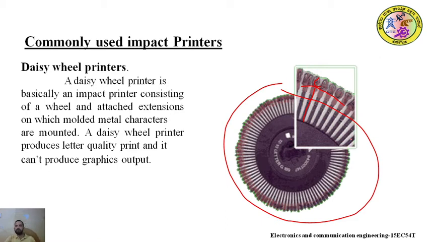Daisy wheel printers can be used to print letter quality prints. These do not produce graphic output. Daisy wheel printers are the olden printers. It's the same as a typewriting machine.